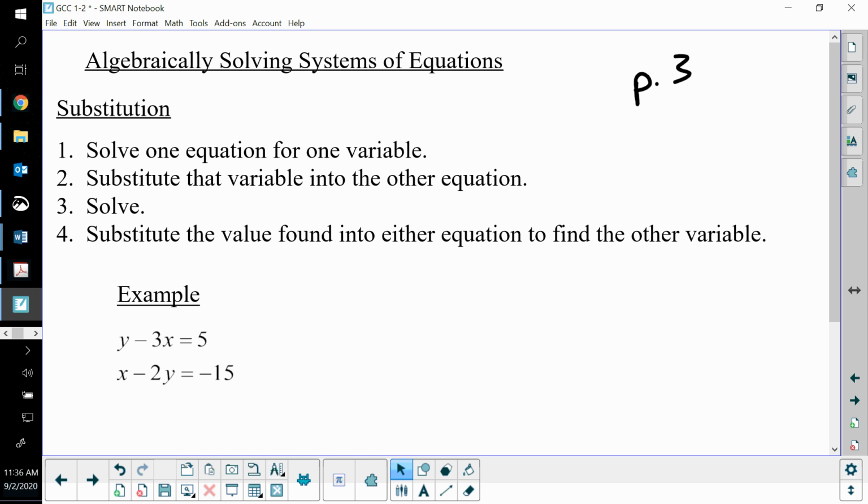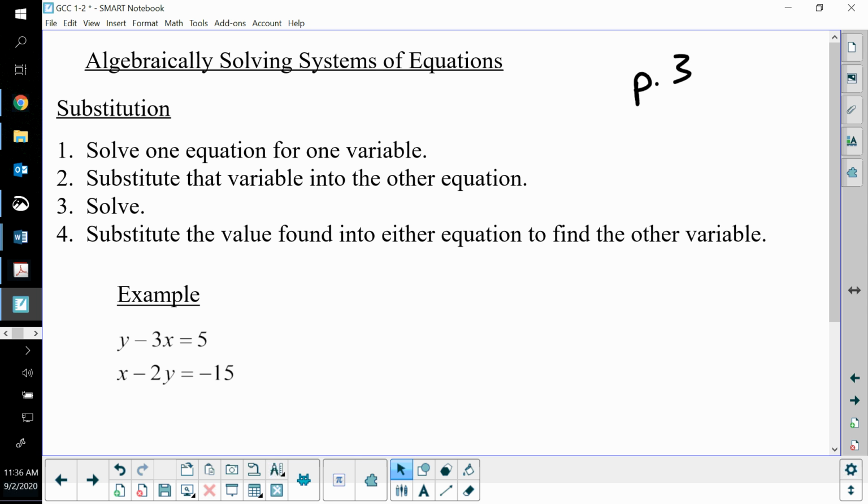So we're going to solve systems of equations, and the two algebraic methods we're going to look at for doing that are elimination and substitution. First, we're going to do substitution. So in substitution, you need to have one of the variables by itself. You sub that into the other equation and then solve, and then sub back into either equation to find the other variable.